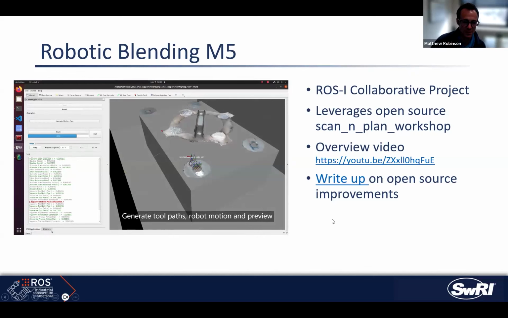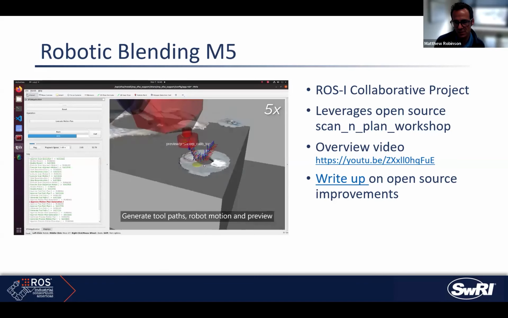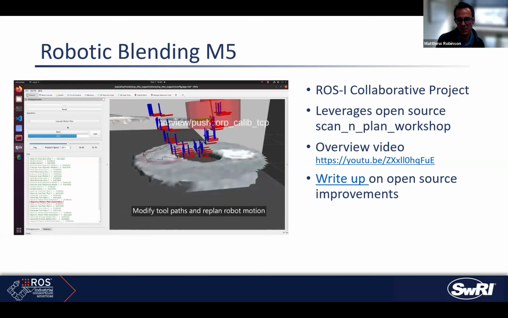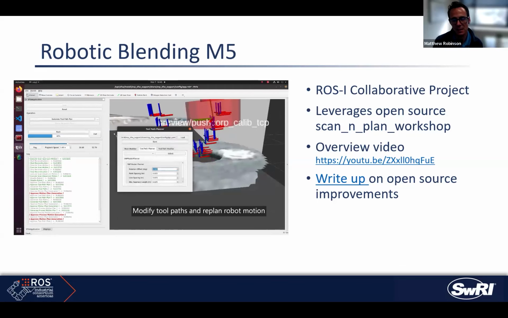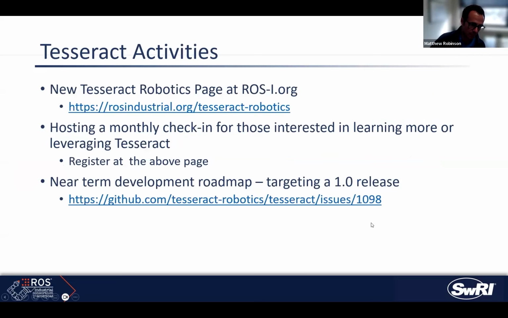So stay tuned. There is a write-up on open source improvements. I've sent this out over LinkedIn and emails out to y'all, but the link is here as well. And it talks about a number of the different impacted repositories and capabilities that are now out there on the back of this program. So that's why I highlighted here. With that said, that's sort of the ROS-I level updates. Any questions before I maybe ask Levi to say a few words about his work on Tesseract?